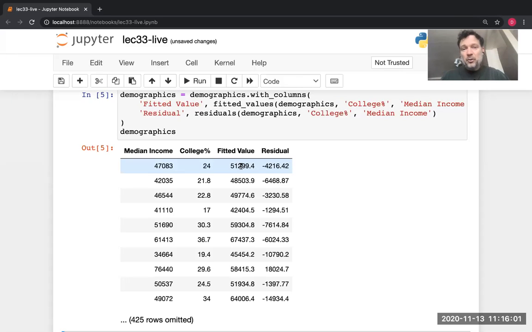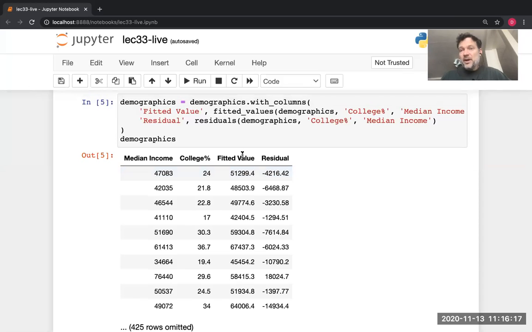So you can see here the prediction was too high, so the error is negative. There was a difference between 47,000 versus 51,000. That's an error of about 4,000. So you can see the residual is about 4,000. Residual is just another word for error.